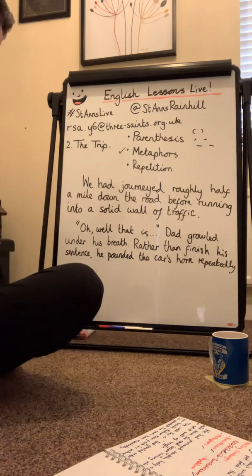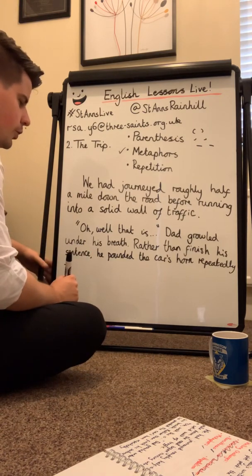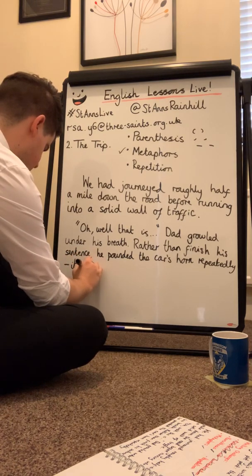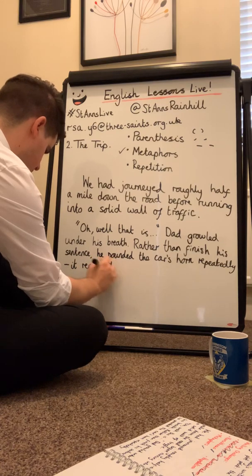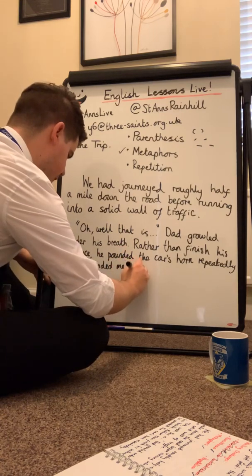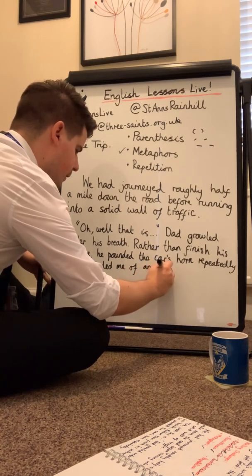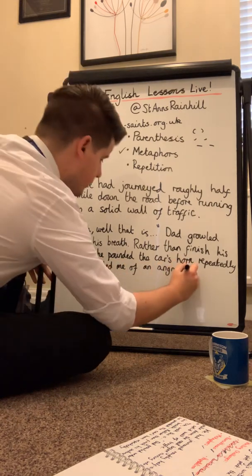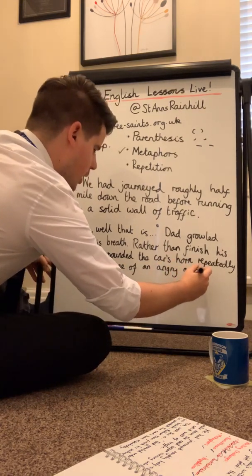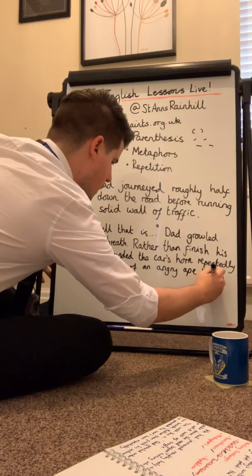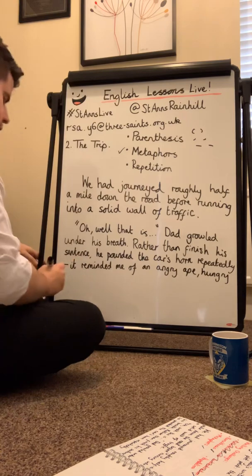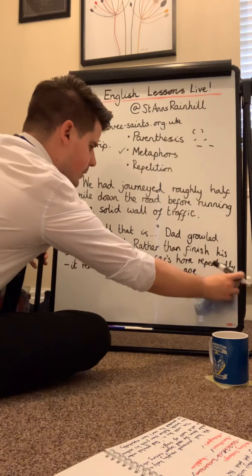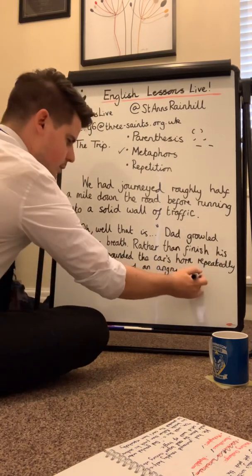Rather than finish his sentence, he pounded the car's horn repeatedly. It reminded me of an angry ape. I was going to put gorilla, but angry ape is good alliteration. Maybe hungry. Hungry for food. Actually, no, I don't need that bit. I think we can just go for angry ape. Let's not oversell it to our audience, shall we?